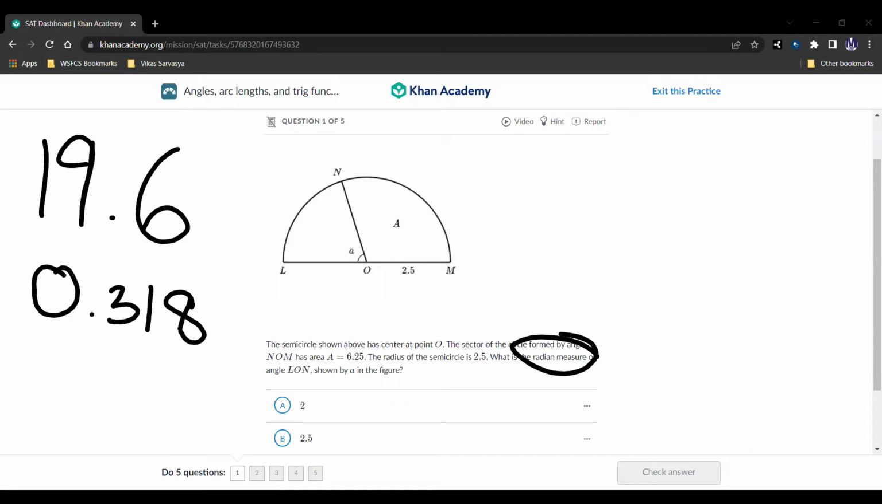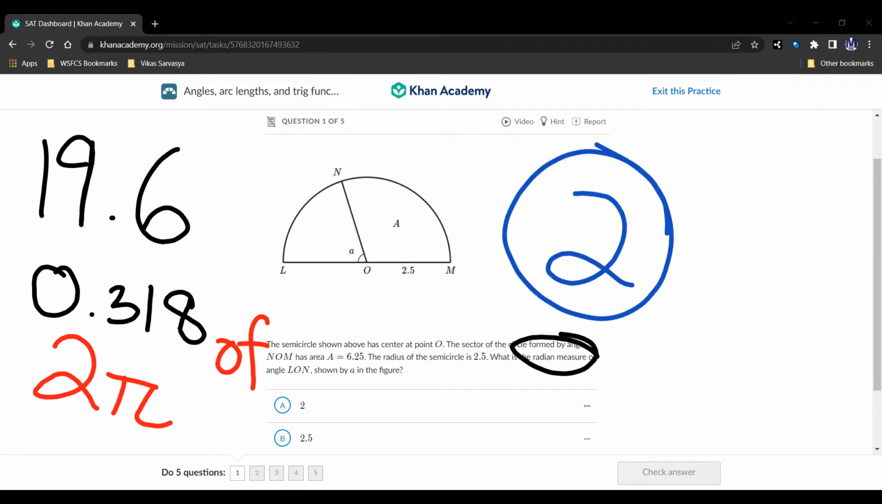180 degrees is pi radians, so 360 degrees is 2 pi radians. So we have 0.318 of 2 pi. 0.318 of 2 pi is just 2 radians. So the NOM right here is going to be 2 radians, because the area of its sector is going to be 0.318 of the entire area, right? So that NOM is going to be 2 radians.